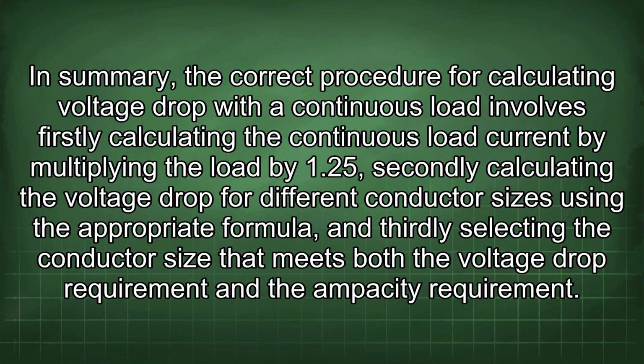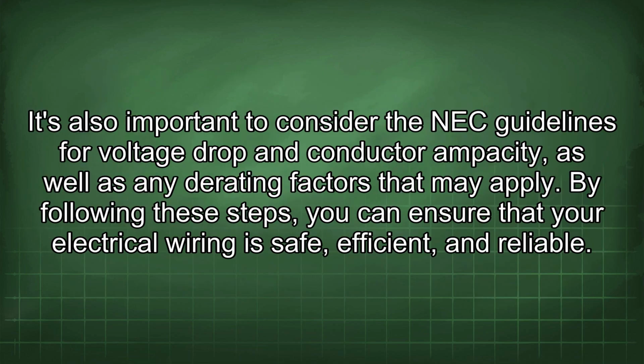In summary, the correct procedure for calculating voltage drop with a continuous load involves firstly calculating the continuous load current by multiplying the load by 1.25, secondly calculating the voltage drop for different conductor sizes using the appropriate formula, and thirdly selecting the conductor size that meets both the voltage drop requirement and the ampacity requirement. It's also important to consider the NEC guidelines for voltage drop and conductor ampacity, as well as any derating factors that may apply. By following these steps, you can ensure that your electrical wiring is safe, efficient, and reliable.